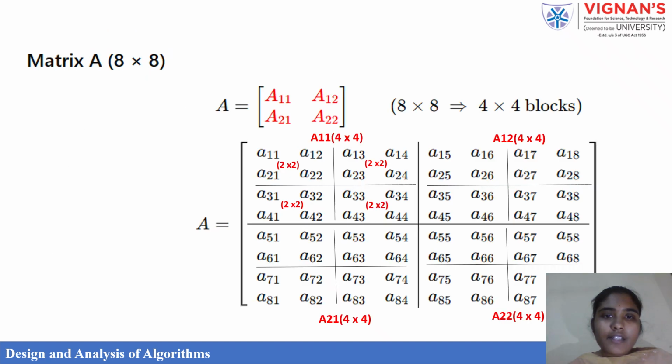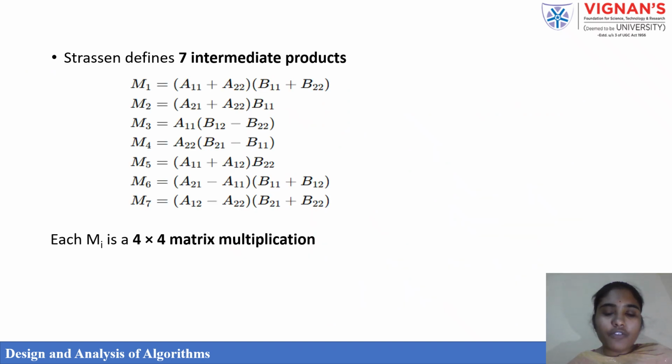Now, let us consider matrix A of size 8 by 8. We represent matrix A by dividing it into 4 equal submatrices. Now, the top left block A11 is again divided into 4 equal submatrices of size 2 by 2. Likewise, the remaining 3 will also get divided. Similarly, the same process will be done for matrix B. After dividing matrices A and B into 4 4 by 4 submatrices, Strassen's algorithm does not compute 8 multiplications like the normal method. Instead, it defines only 7 intermediate products M1 to M7, which are as given below.